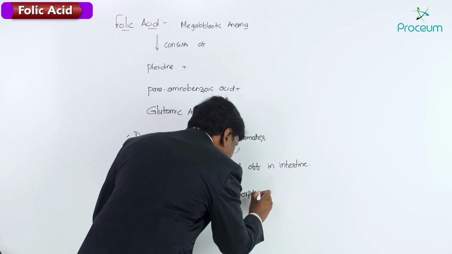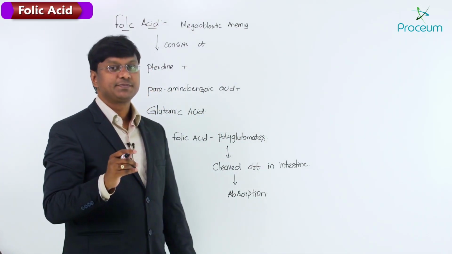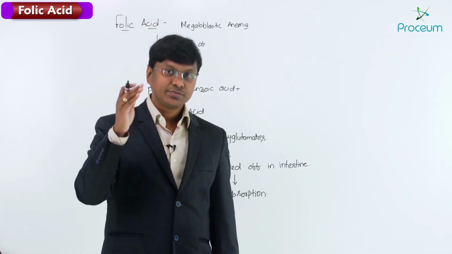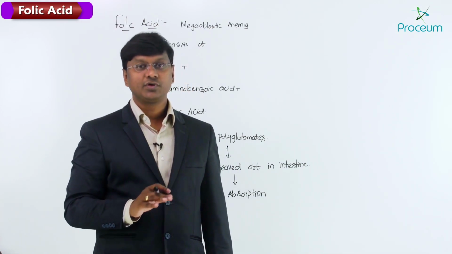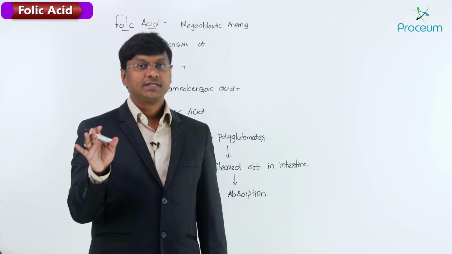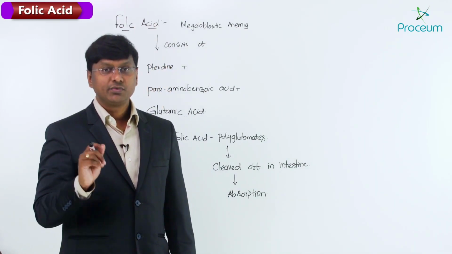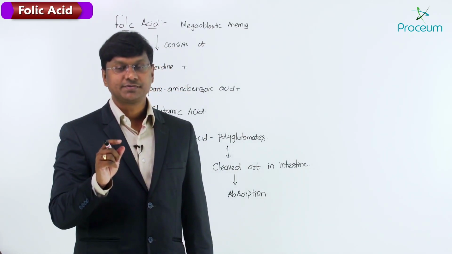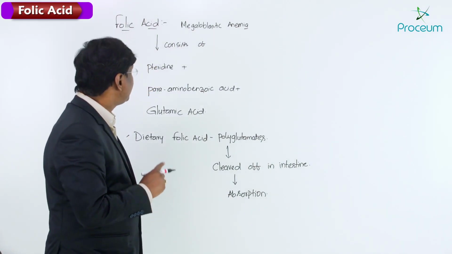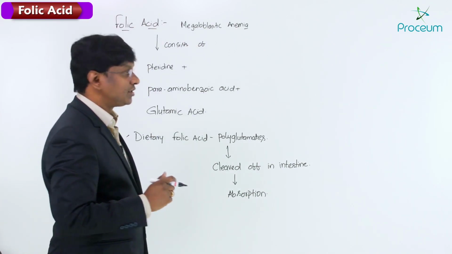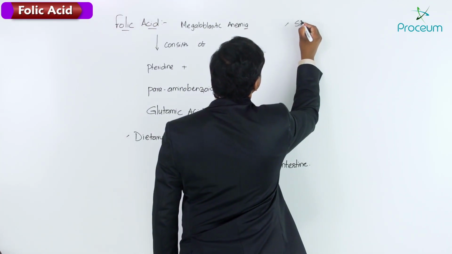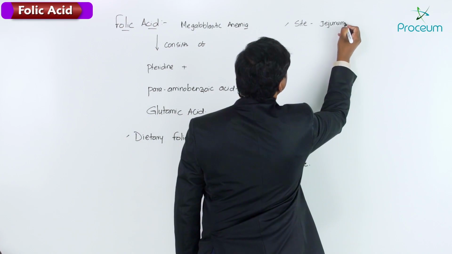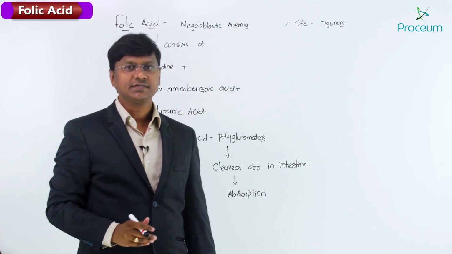So please remember, folic acid in the form of polyglutamate has to be cleaved off within the intestine before absorption. Without cleaving, the polyglutamates are not absorbed. Now, where is the site of absorption of folic acid? Regarding iron, we discussed that the site of absorption is the duodenum, whereas for folic acid, the maximum absorption occurs in the jejunum.